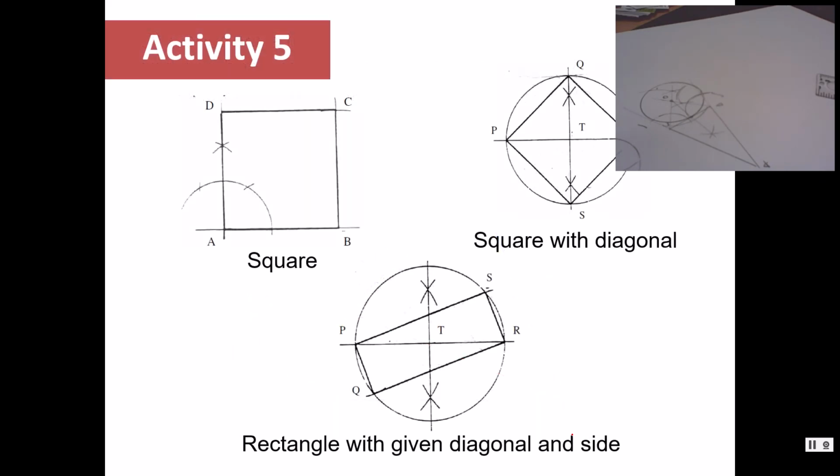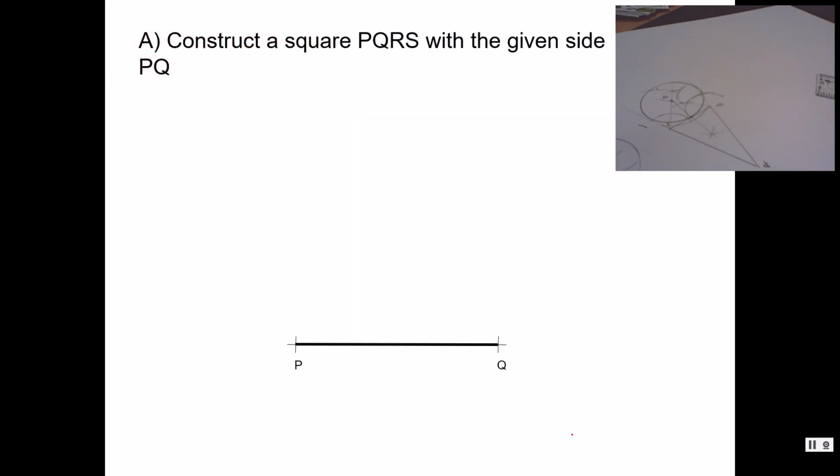Okay, now we move to the last activity. This is activity 5, how to draw a square with a diagonal and a rectangle with a given diagonal and side. Construct a square PQRS with the given side PQ. A square means that all the sides will have the same length.